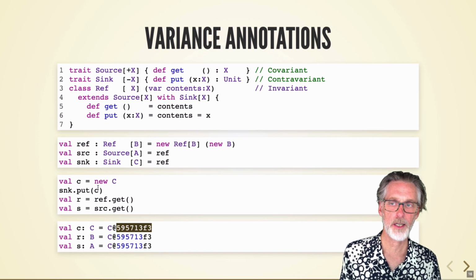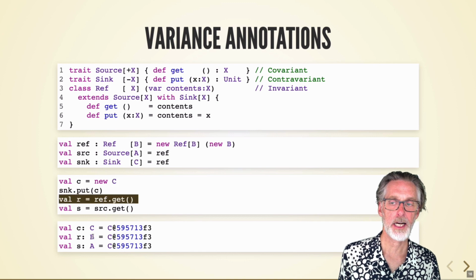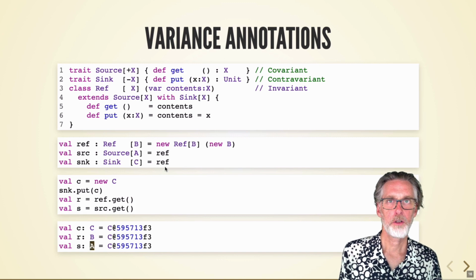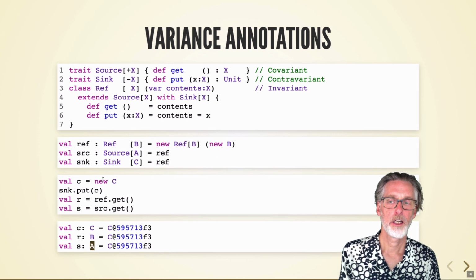But note that I get it at 3 different types. It was created as a canary. When I use the reference to get it out, I actually get a bird. And when I use the source to get it out, I get an animal. So you can see contravariance and covariance in action.